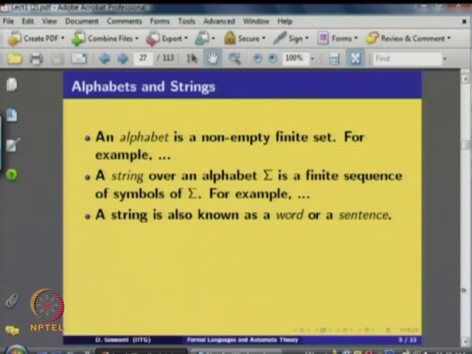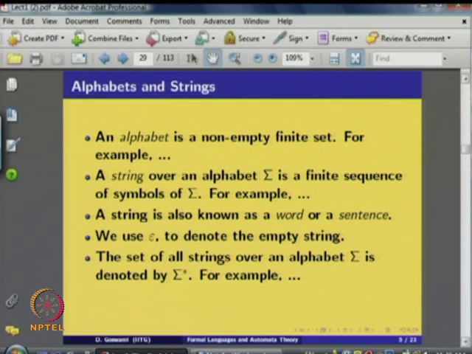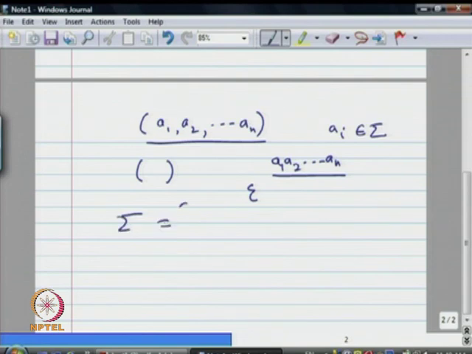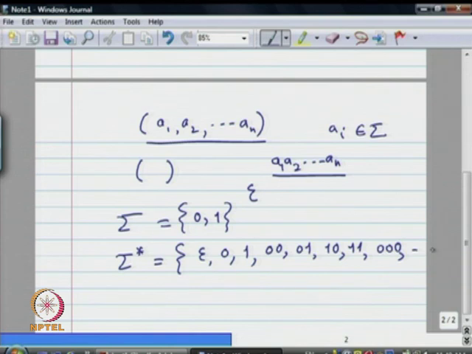Now, a string is also known as a word or a sentence. Therefore, we will be using the terms string, word and sentence interchangeably. We see that the set of all strings over an alphabet sigma is denoted by sigma star. For example, if sigma is say 0, 1, then sigma star may be say epsilon, because epsilon is a string, 0 itself is a string, 1 itself is a string. So, 0 and 1 contains only one symbol and epsilon contains no symbol. Then 0 0 it contains two symbols, 0 1, 1 0, 1 1, 0 0 0 and so on. So, if we collect all those strings which can be formed by using the symbols from sigma, we get sigma star.